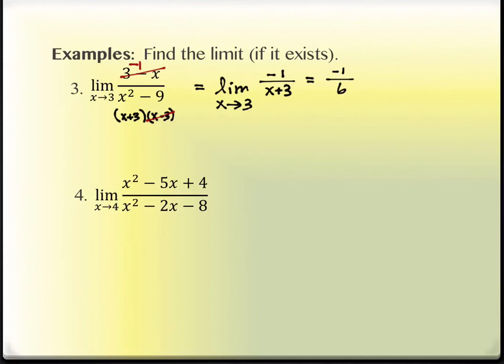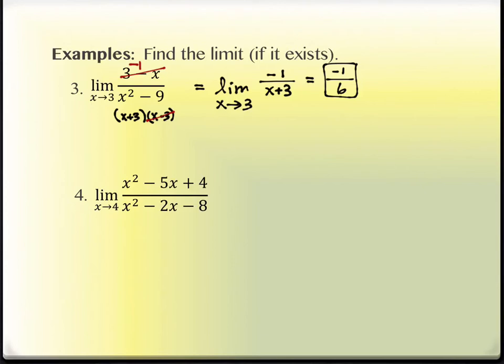-1 over 6. And if you wanted to confirm this, you could look at your graph, right? And you could get really, really close with the trace button. Or you could look at a table of values, and you could try values that are getting infinitely close to 3, right? 3.1, 3.01, 3.001. And what you will see is the limit that you're getting as your output approaching -1 over 6. So this is our limit.